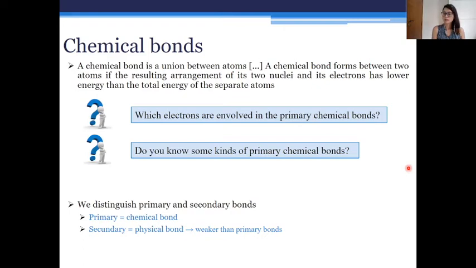So do you know some kinds of primary chemical bonds? I'm sure that you remember some of them. We have ionic, covalent, and metallic chemical bonds, and it will depend, in fact, on the electronic structure of the atoms that compose the material. We are going to distinguish primary and secondary bonds. The primary bonds are called the chemical bonds, and the secondary bonds are called physical bonds. They are weaker than the primary bonds. We are going to remember it.